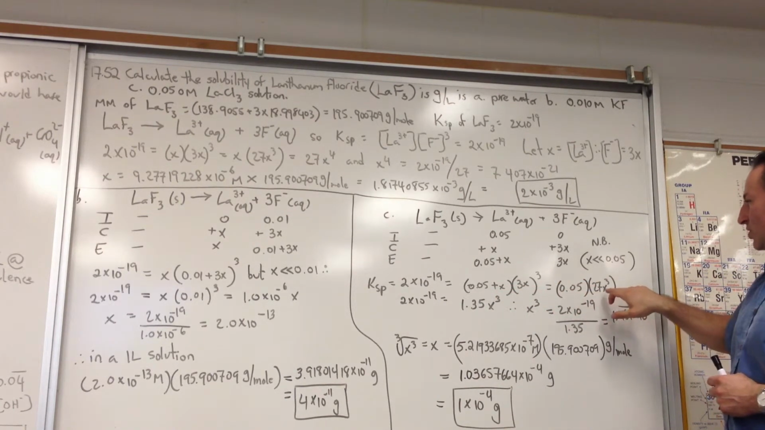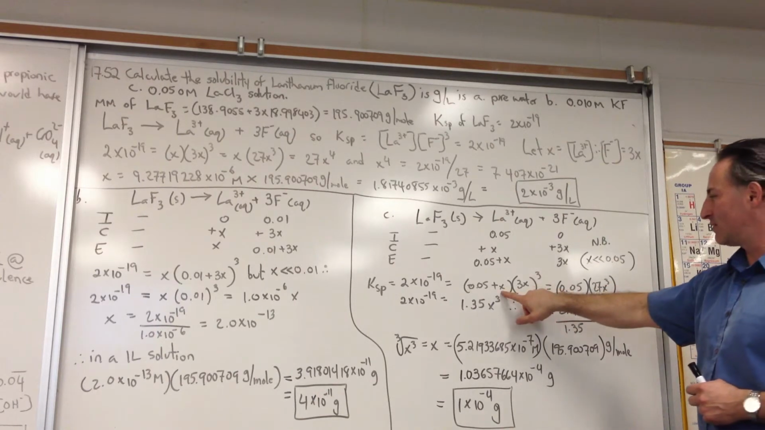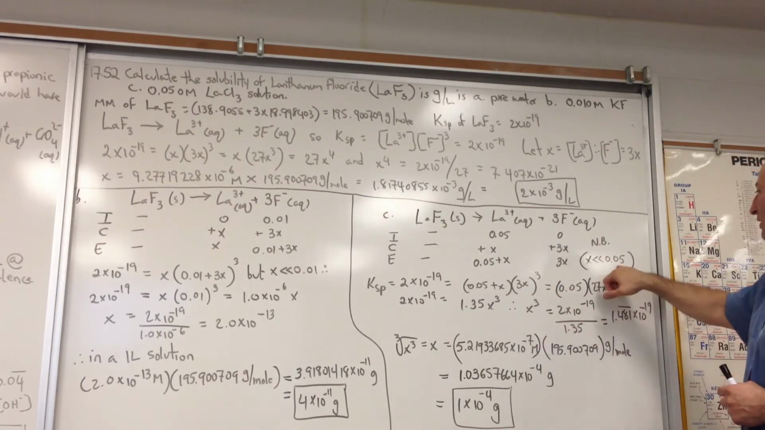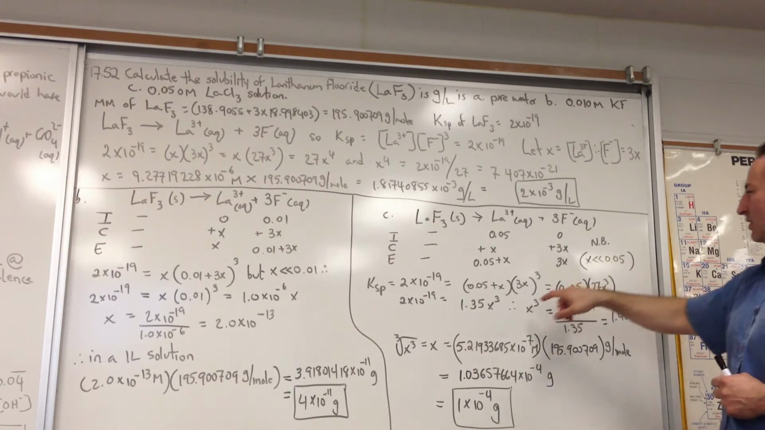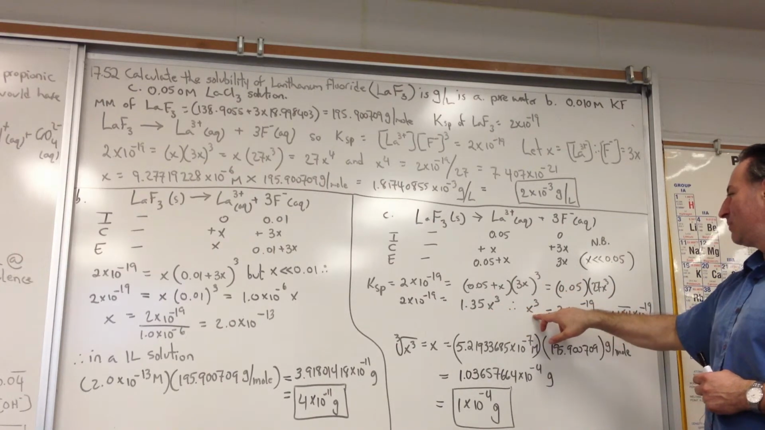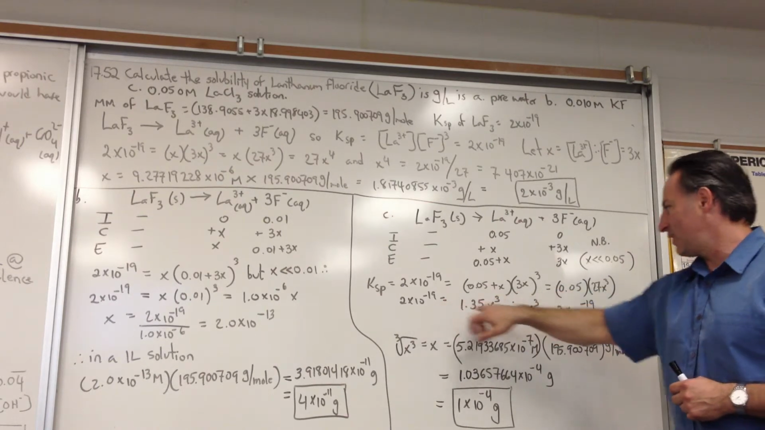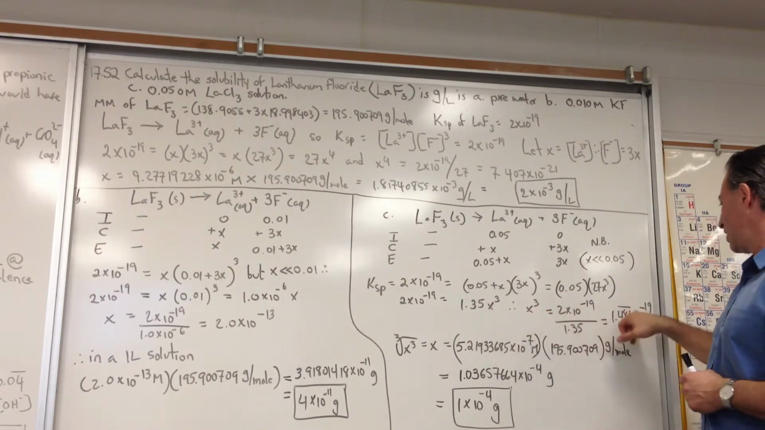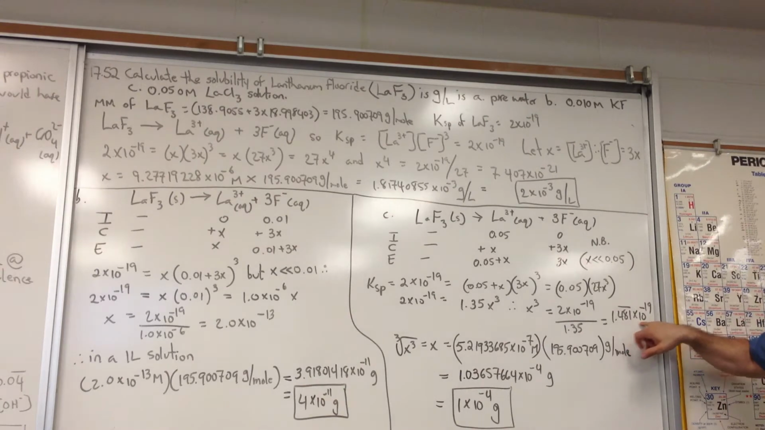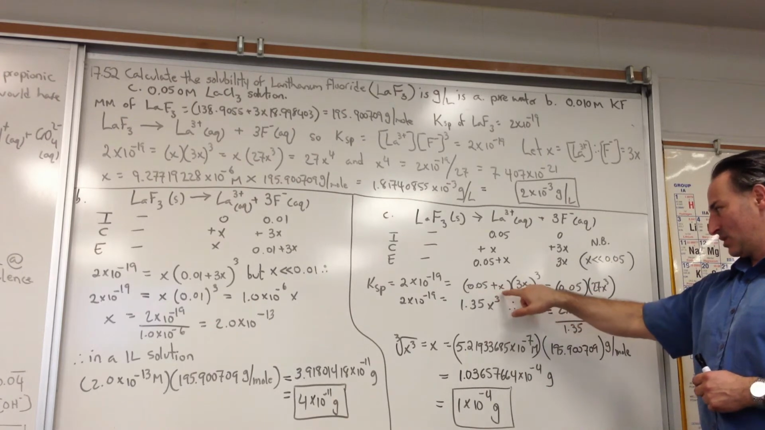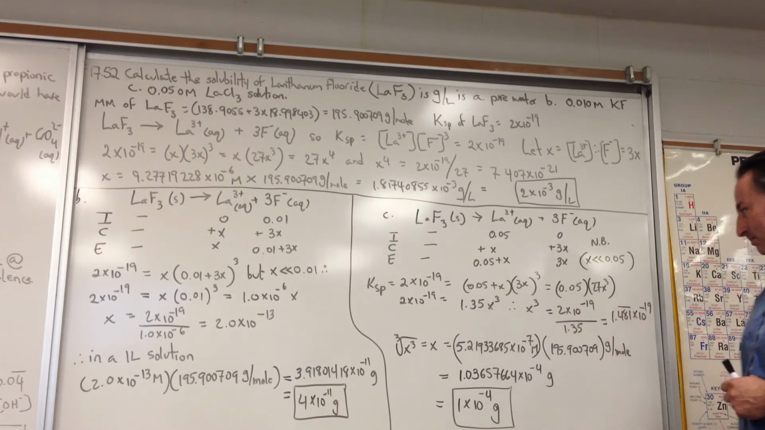We're going to solve, again, we're going to ignore the presence of X because X is way less than 0.05 in my opinion. And we'll see later on whether I was right. 1.35x cubed is equal to the KSP value. Solving for x cubed, we get 1.481 recurring times 10 to the minus 19. So again, this number is way smaller than 0.05, so we can ignore that part there.